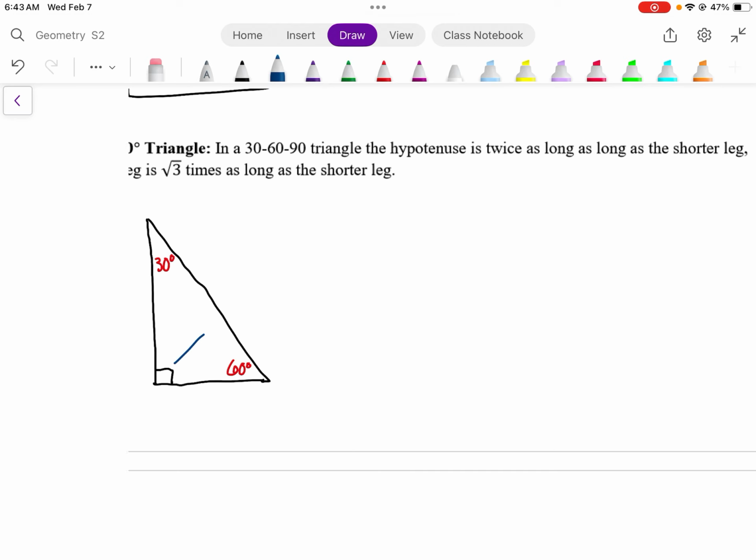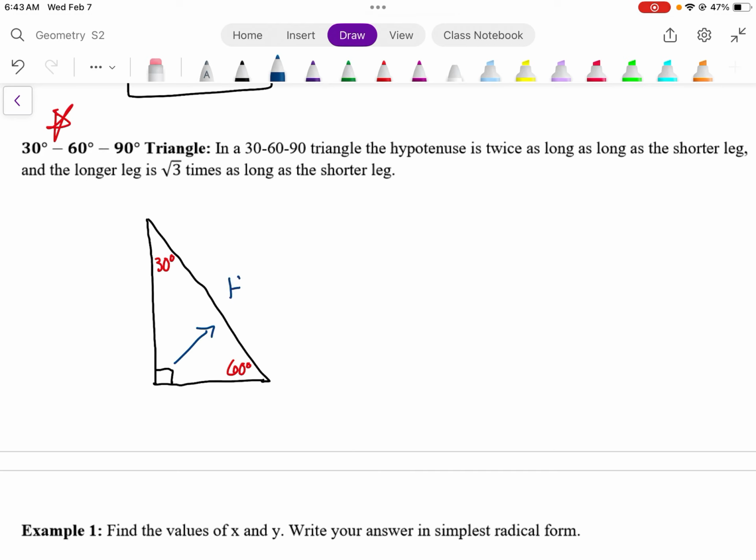The first thing that you should label in this is your hypotenuse. That is always going to be opposite of our largest angle, the right angle. And then we have two legs in this one. And unlike the 45, 45, 90, the legs are not going to be the same length. So the way that we're going to label them is the one opposite of the 30-degree angle is going to be the short leg.